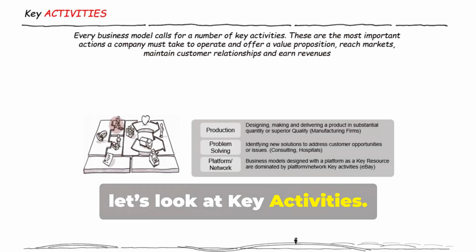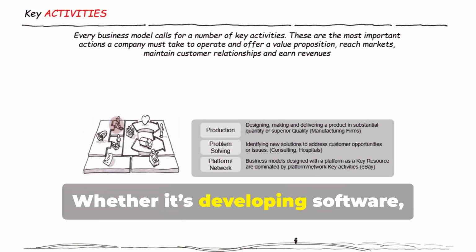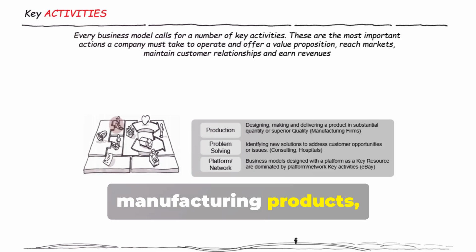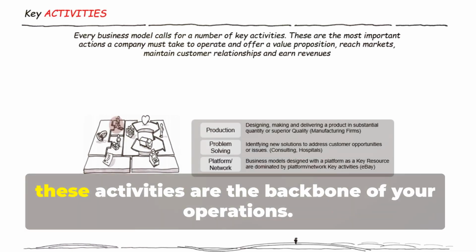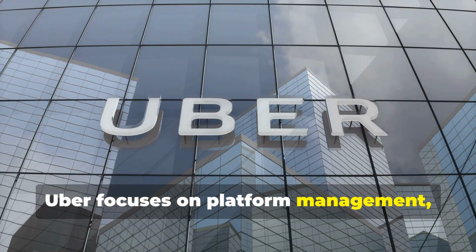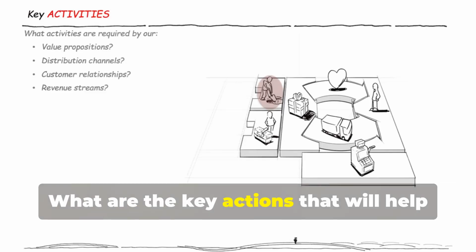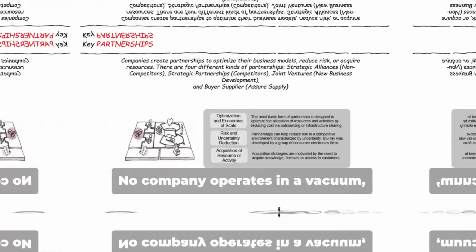Now let's look at key activities. These are the actions your company needs to take to be successful. Whether it's developing software, manufacturing products, or marketing your brand, these activities are the backbone of your operations. For example, Uber focuses on platform management, driver recruitment, and ensuring smooth customer experiences. What are the key actions that will help you deliver your value?